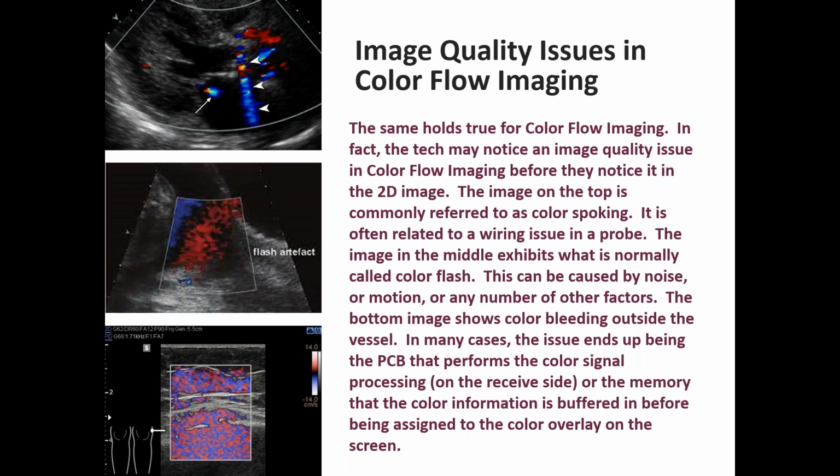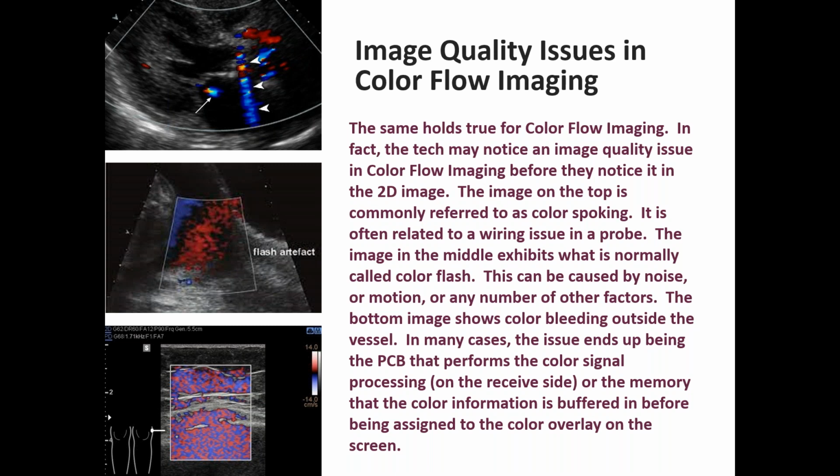In fact, the tech may notice an image quality issue in color before they notice it in the 2D image. The image at the top is commonly referred to as color spoking, and it is often related to a wiring issue with a probe. Wiggling the probe cable at the strain relief can make it come and go from the image. The image in the middle exhibits what's normally called color flash, and this can be caused by noise or motion or any other number of factors.